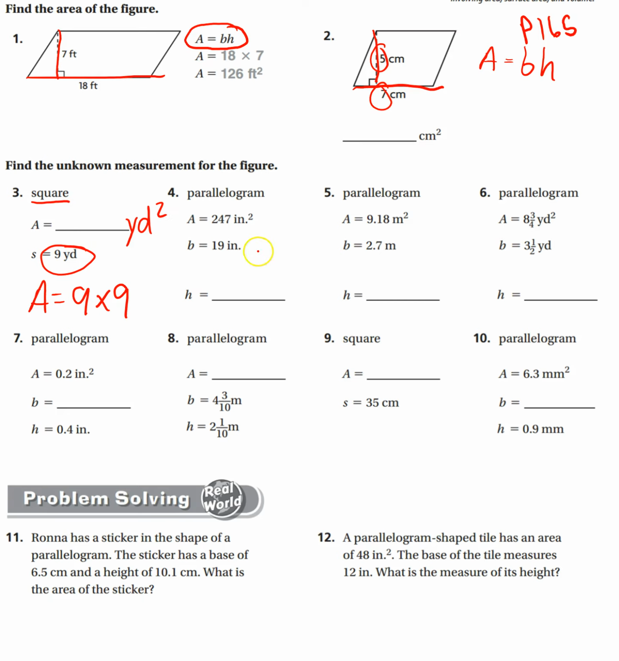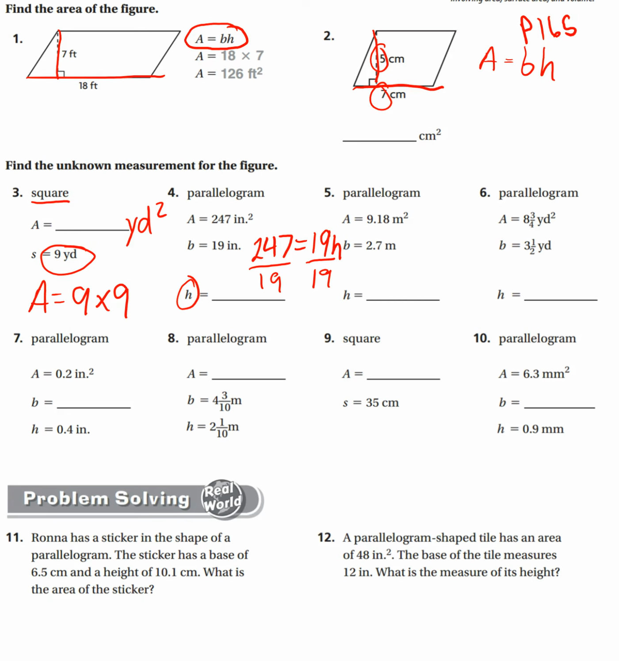In this one, they gave you the area, 247, equals, they gave you the base, and then you're multiplying that by 19. So now you just have to do the inverse operation. Opposite of multiplication is division. You're dividing both sides by 19 to get the height. I'll let you finish that one on your own.